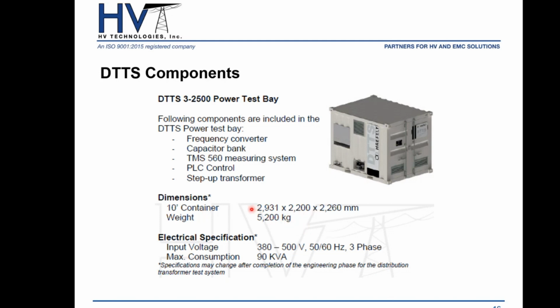Which, like I said, is a 10-foot container, and basically you have an input voltage of 380 volts up to 500 volts, 50 or 60 hertz, obviously 60 hertz, three phases. So that's your main power test bay. And then for example, with the DTTS 3-5000, you just have that additional high voltage compensation bank on top.